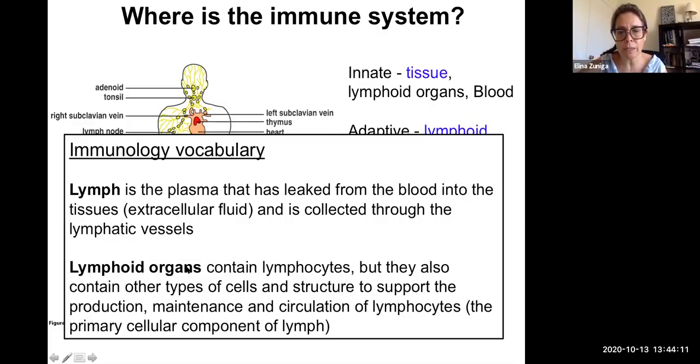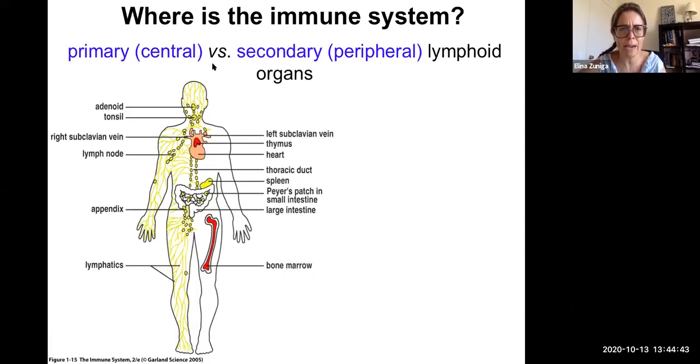And the lymphoid organs are organs that contain lymphocytes. That's what they are called, lymphoid organs. But they also contain other cell types that provide a structure and support the production, maintenance, and circulation of these lymphocytes, these T cells and B cells. And these lymphocytes are the primary cellular component of the lymph. And this is because we will learn how lymphocytes are recirculating in the lymph and the blood. But before learning that, I want to mention what are the types of lymphoid organs.